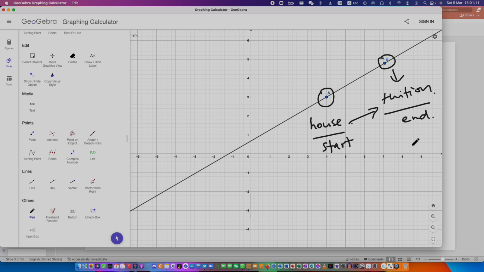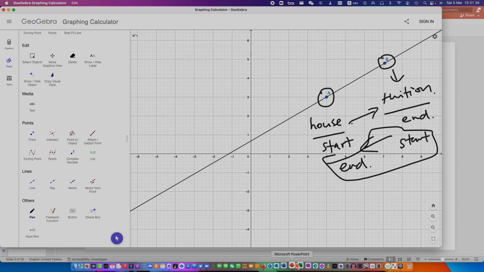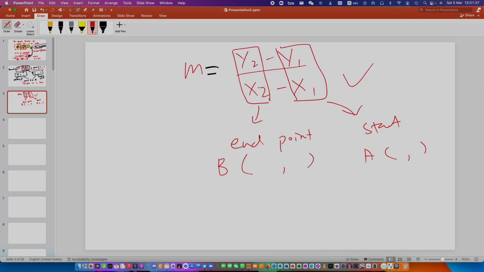You need to go back to your house later, right? It should be this arrow, right? So where's the start point now? The tuition. Where's the end? The house. So can you do it this way? Can you consider your point B as the start, point A as the end? Can you? So similarly, can you do it this way? y2 minus y1, and then x2 minus x1. Can you? Yeah.